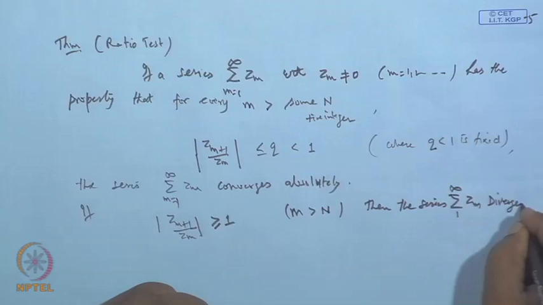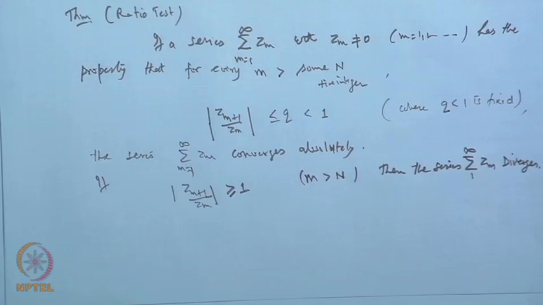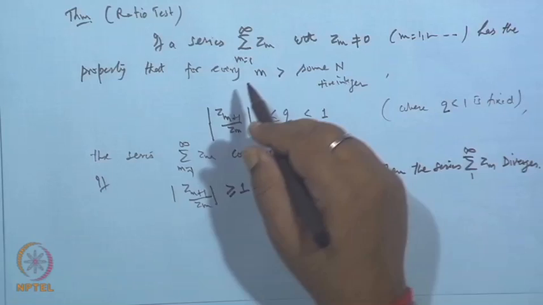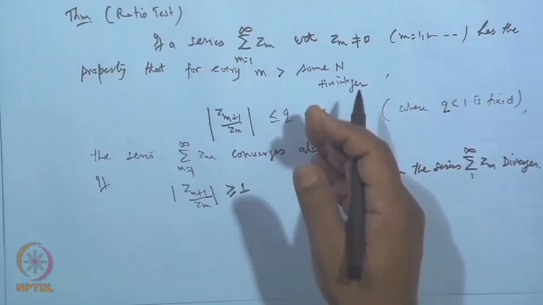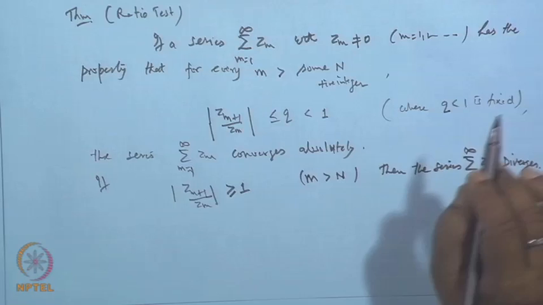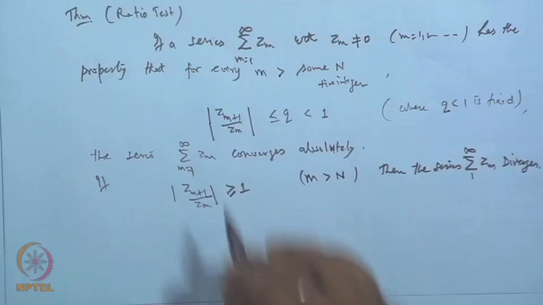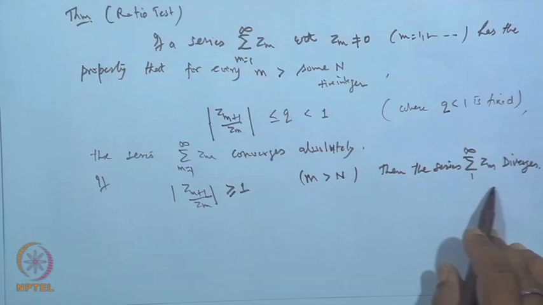So what is the basic ratio test? Say a series is given and we want to test its convergence or divergence. The ratio test says that first you look whether all the terms of the series are non-zero. If so, then find the ratio of the term to its preceding term in absolute value, Zm plus 1 over Zm in absolute value, because these are all complex numbers. Now, if this absolute value for all m after a certain stage remains less than or equal to some fixed number q, and if this q is less than 1, the corresponding series will converge. In case this ratio is always greater than or equal to 1 after a certain stage, then the series will diverge. So that is the first ratio test.